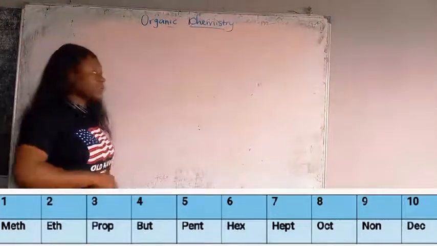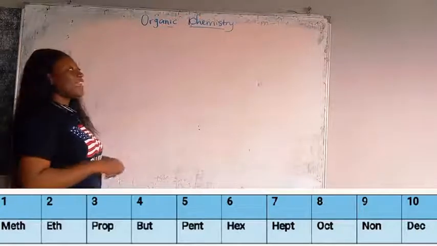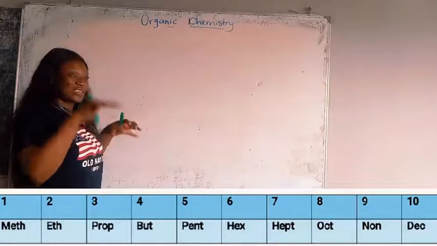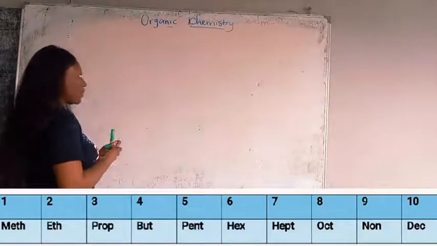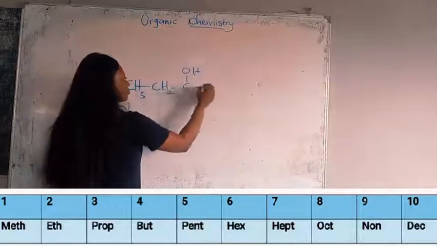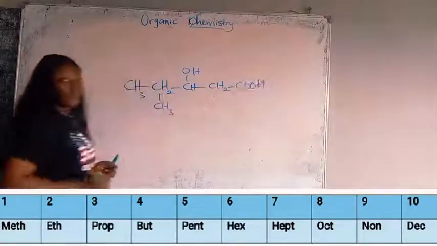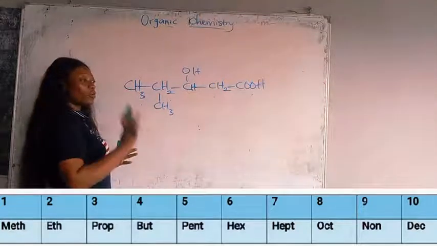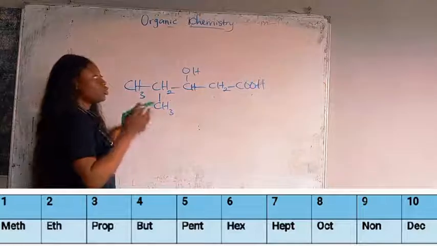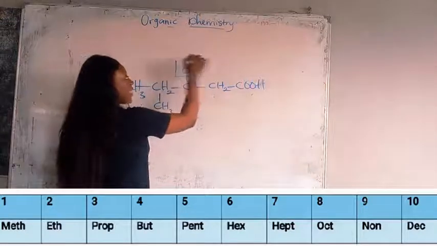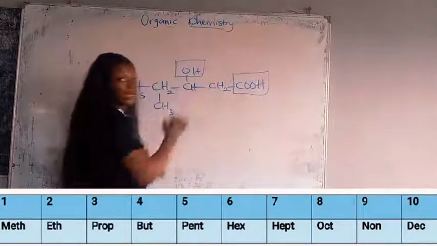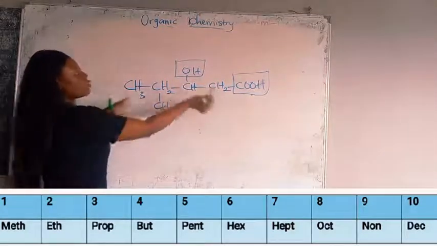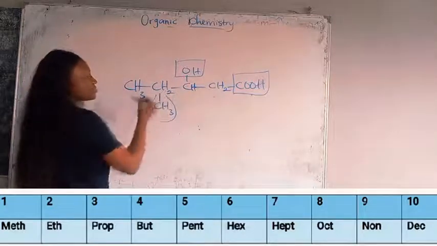So before I leave you, let me leave you with the last example. In a case whereby we have more than one functional group present in a compound, let's say we have a compound like this. Based on what you now know about functional groups, you should know that this is a functional group and this is also another functional group. So which means we have two functional groups on this compound. Since we have identified the functional groups, this one is a substituent.